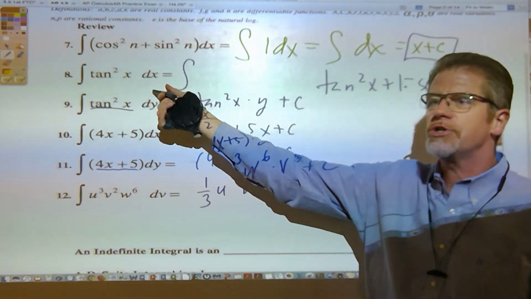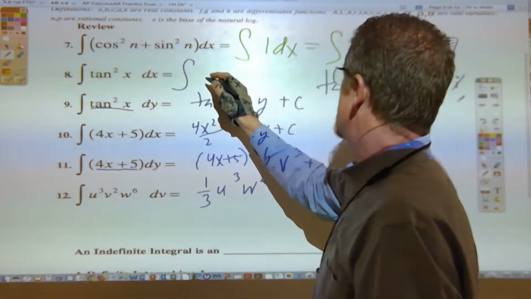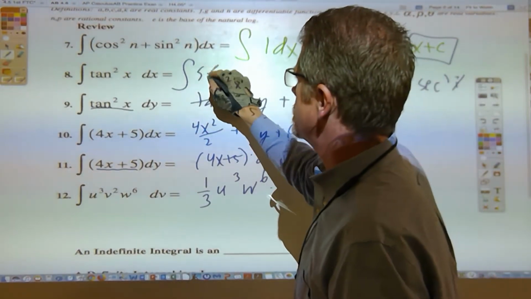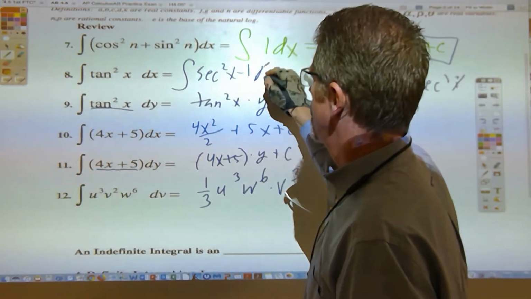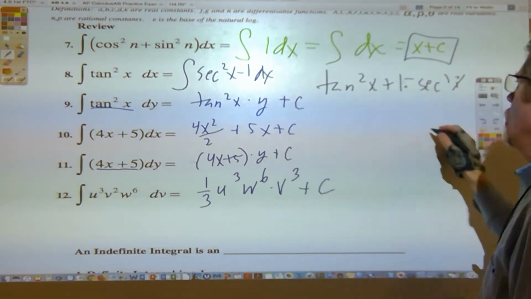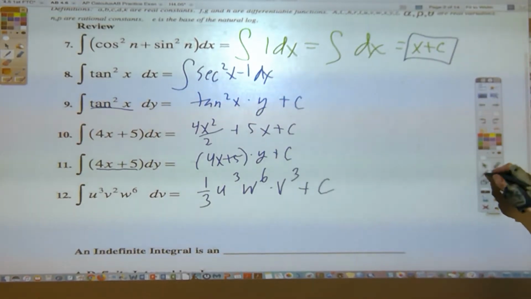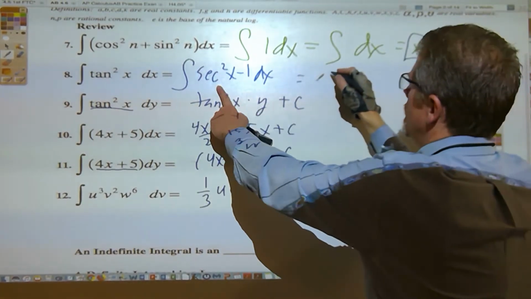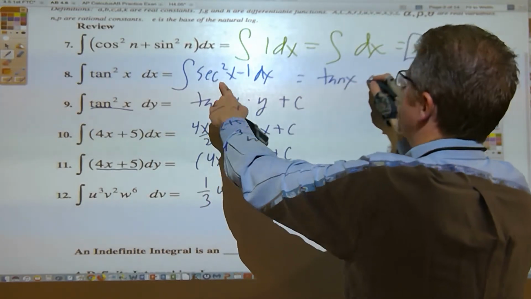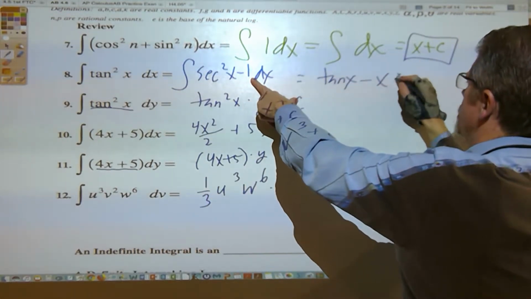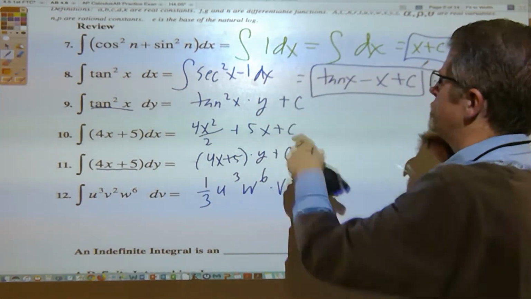Based on tan in one section, you can rewrite this as secant squared x minus 1. Now, when you take the antiderivative of secant squared x, what do you get, class? It's tangent x. What's the antiderivative of 1? X. So the answer is tangent x minus x plus c.